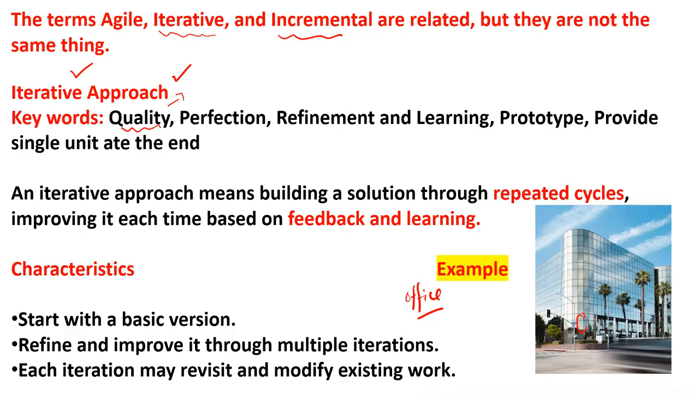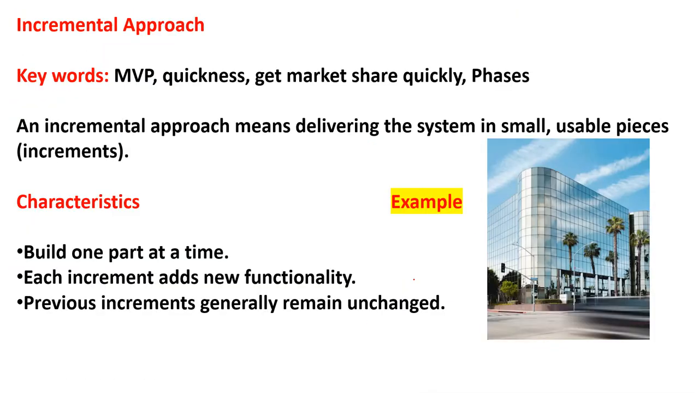You have to set the quality which is already explained in the beginning. And then when all floors are done, you have to hand over this building as a single unit, right? So the keywords are refinement and learning, prototype, you have to make a model. So here are the characteristics. Start with the basic version, refine and improve it through multiple iterations. Each iteration may revisit and modify existing work. Whatever I had explained, the same wording I have written here for you.